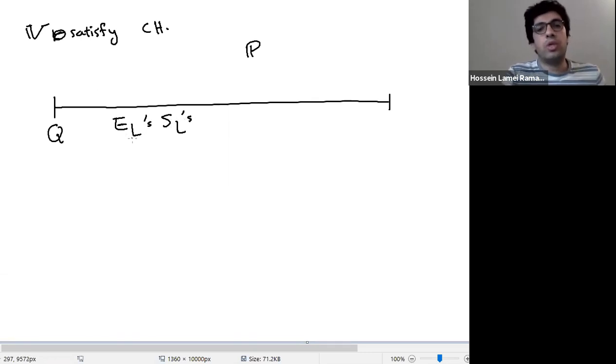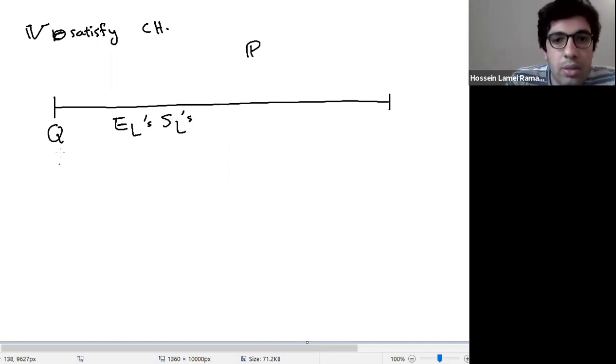If L is somewhere dense, we put EL. If L is nowhere dense, we put SL. And we take the bookkeeping so that every L subset of BT is going to appear. Okay.